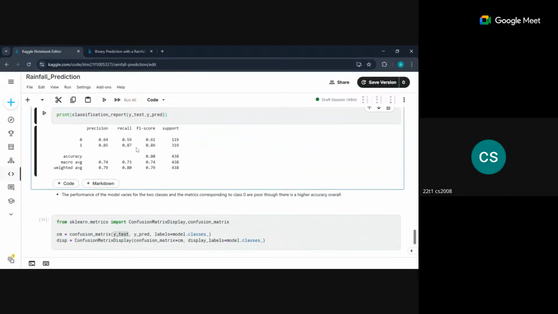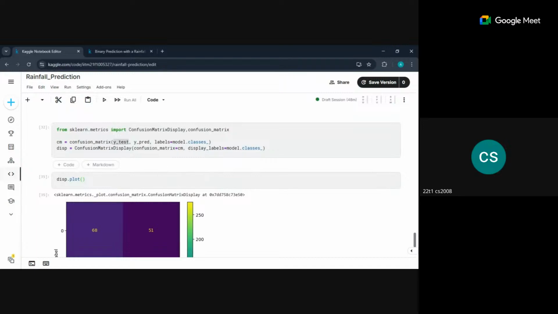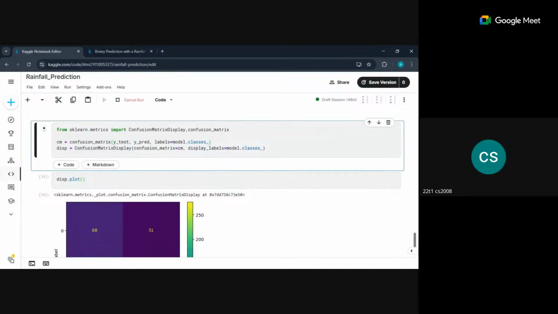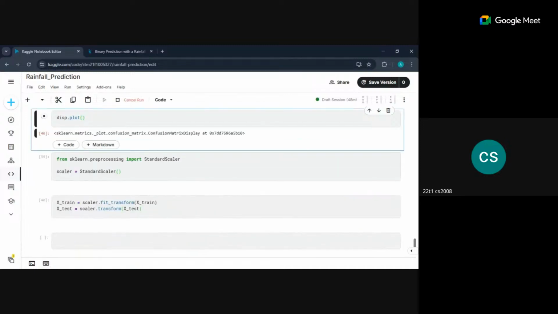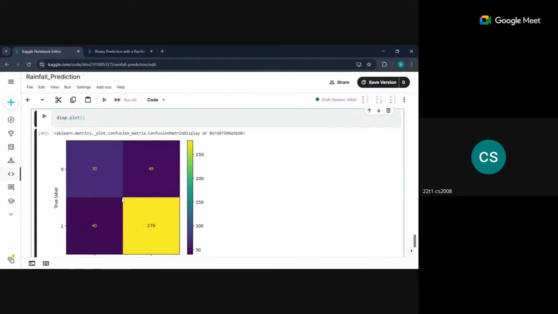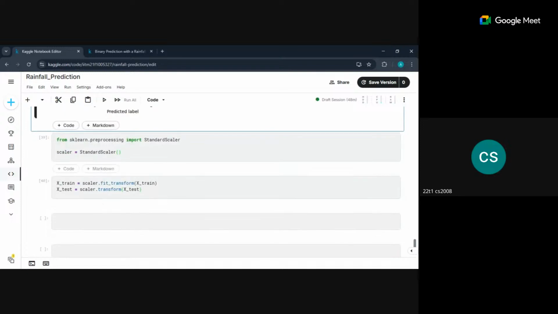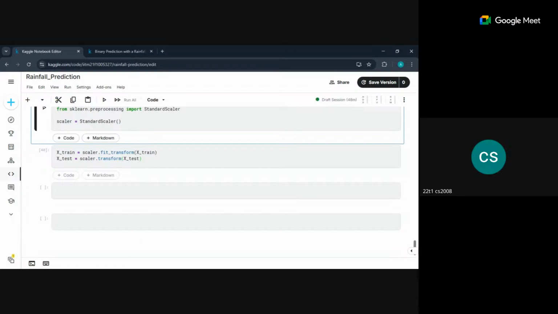Okay, there is actually a slight difference. So 68, 51, 43, 276 was there. Now we can see it is slightly different just from changing the random state, so it's nothing very serious. But now we have scaled our data. Let's train model 2 now.